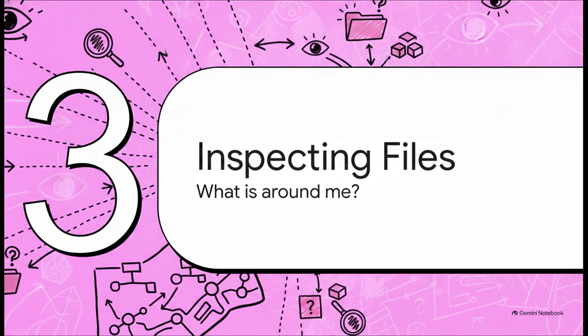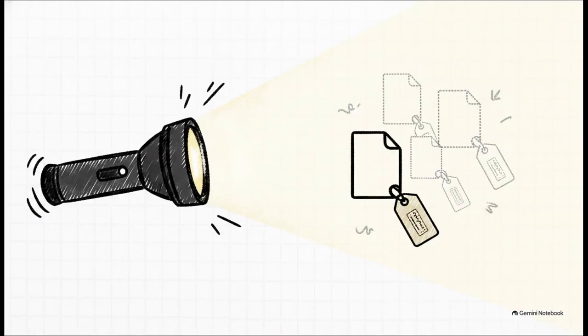What is around me? We've mastered walking. Now let's look around the room. You can inspect exactly what's inside a directory using the ls command. The base command just spits out names, but adding options really illuminates the room.